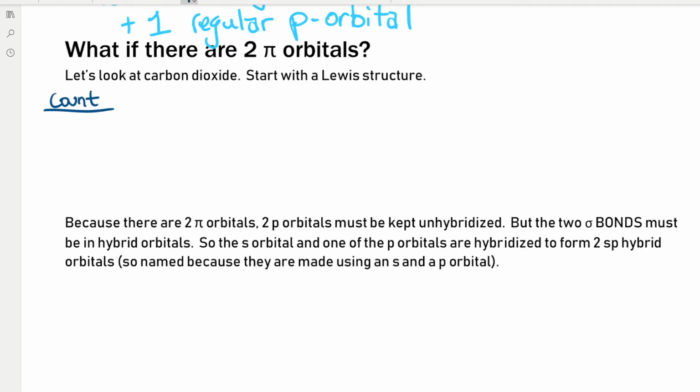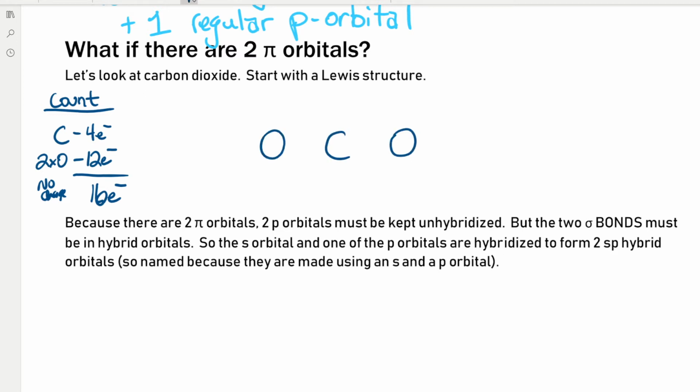Let's take a count. We know that carbon is going to give us 4 electrons, and we know that 2 oxygens is going to give us 12 electrons. There's no charge, so this totals 16 electrons. All right, we have 16 electrons to work with. We put the least electronegative atom in the center, that's carbon. We put the others around it, and we draw a single bond between them.